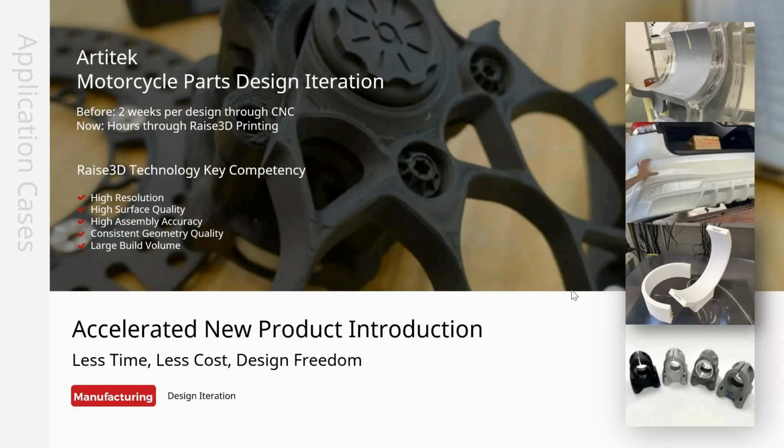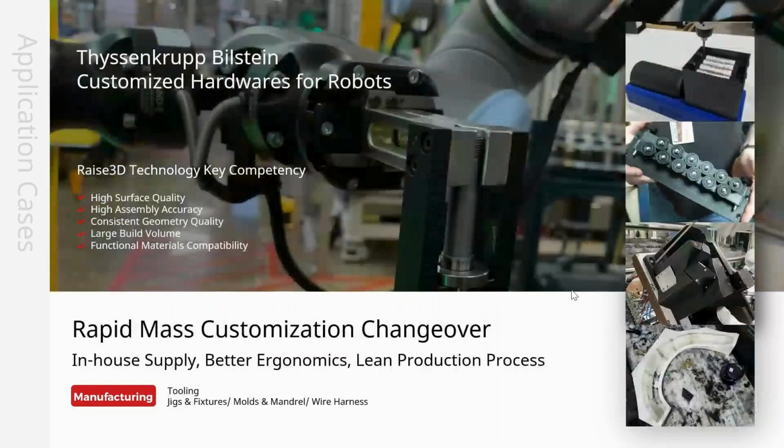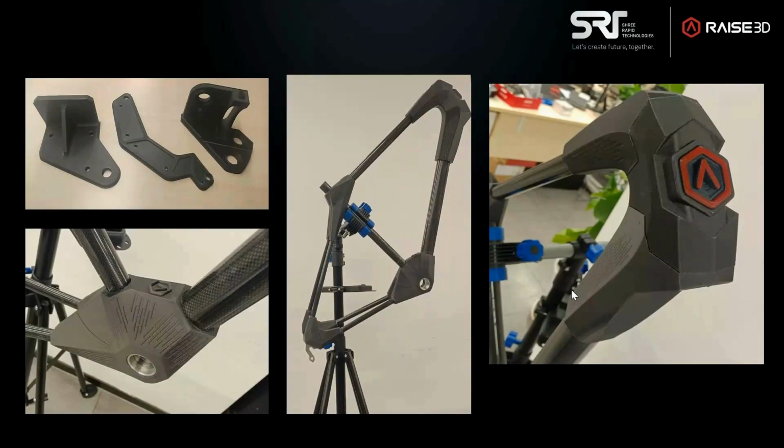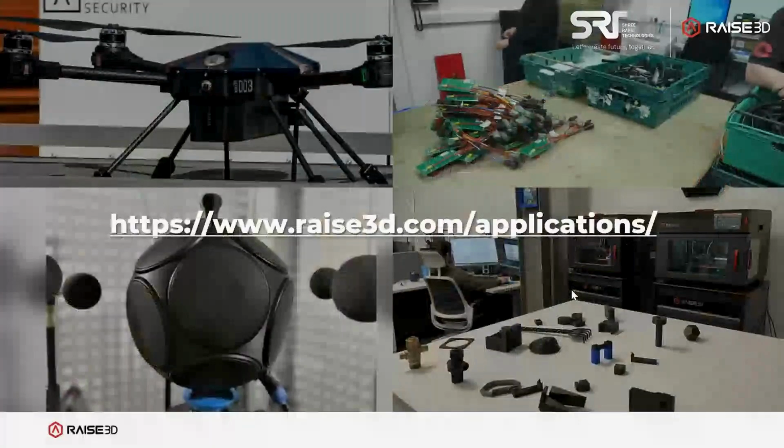Another example from automotive, where the Raise3D printer and the composite filaments were used for accelerated product development. ThyssenKrupp Bilstein for mass customization using composite filaments. You can see some images of the parts printed out of Pro 3 HS. So basically, you can use it for rapid prototyping as well as end-use application. And you can find more such applications if you visit raise3d.com/applications.